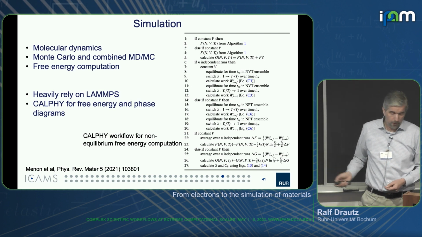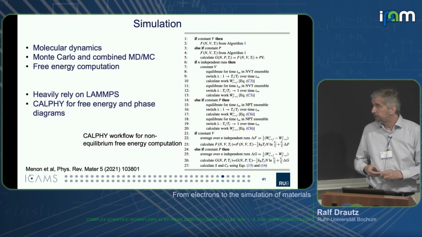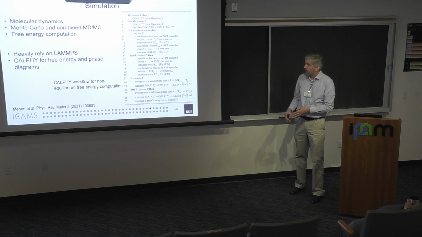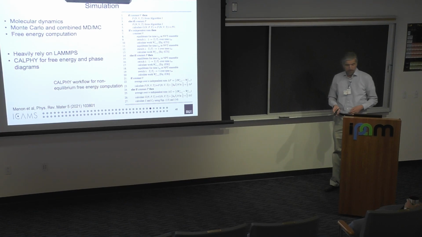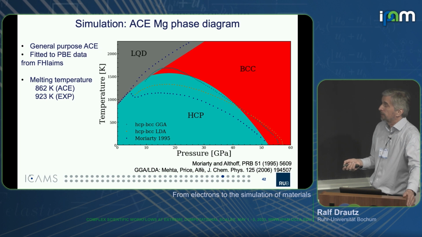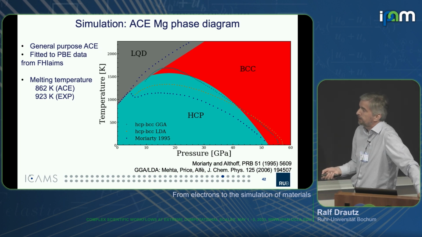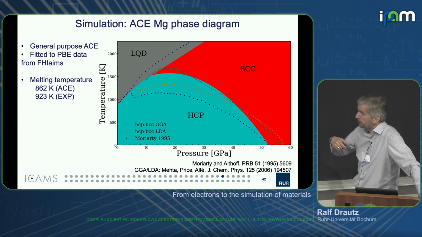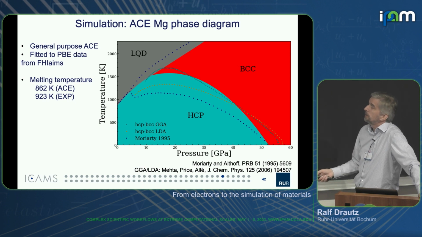But then we combine it in workflows for non-equilibrium thermodynamic integration, where we ramp up from one reference potential to the potential of interest and down and compute the free energy. And in this way, for example, we can compute the free energy of the phase diagram of magnesium, right? So this is the phase diagram of magnesium, pressure versus temperature, obtained from PBE data fit from FHI-aims. So we have done high throughput, a few 10,000 calculations, then fitted it, then put it into our free energy computation, and then end up with the phase diagram.